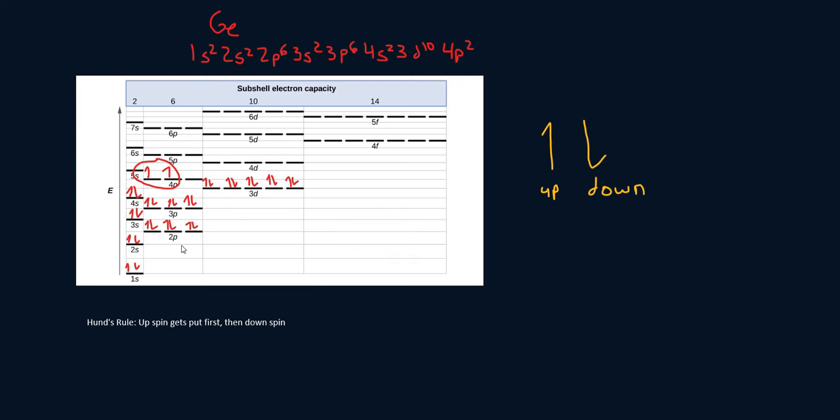Just keep in mind that the D block starts with 3 and the F block starts with 4. I've seen a lot of people get confused about that over the years. Just keep that in mind. D starts with 3, F starts with 4. If you remember that, you should be good. And hopefully this all helps you with working with electron configurations and orbital diagrams.